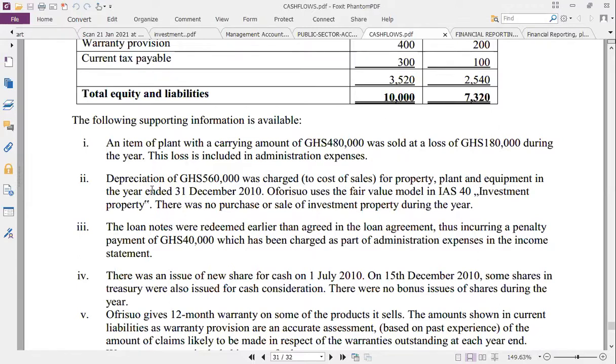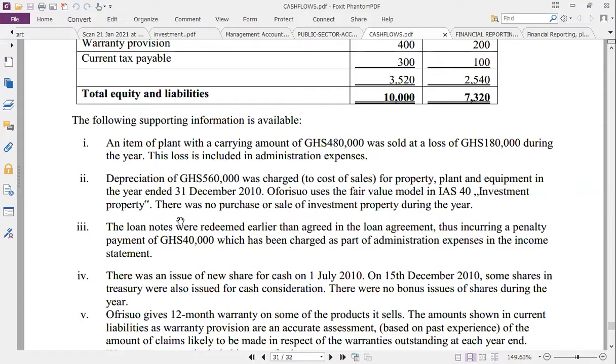Let's go to note 2. Depreciation of 560,000 was charged to cost of sales for the property, plant, and equipment in the year ended 31st December 2010. Fine. So that means depreciation is a non-cash item, an adjustment in operating activity, reverse. Now, if you have to reverse, it means that if they have added that item, reverse means subtract. If they have subtracted that item, reverse means add back. Good.